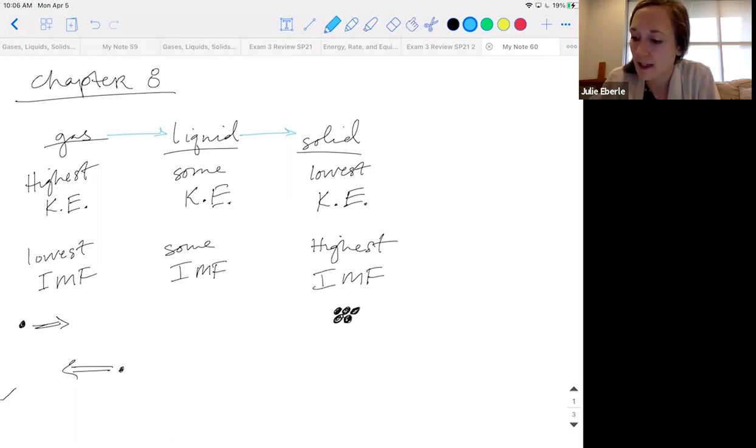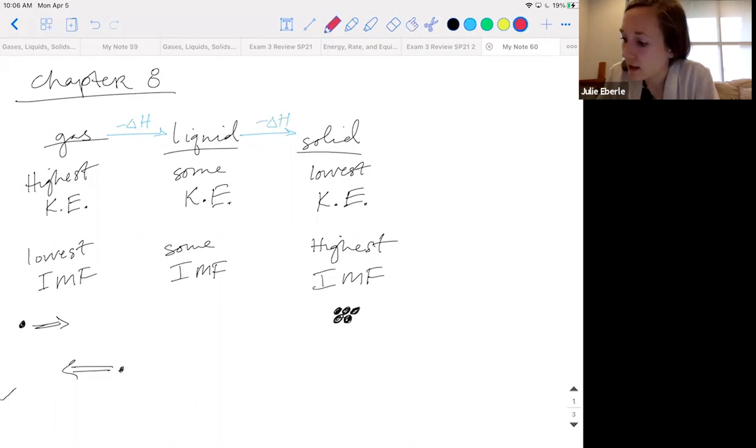These would all be releasing heat. So these would be a negative delta H, okay? To slow down those particles and bring them closer and closer together and interact them more and more, they have to release energy, which is heat as a form of energy. So negative delta H, these are all exothermic, okay?